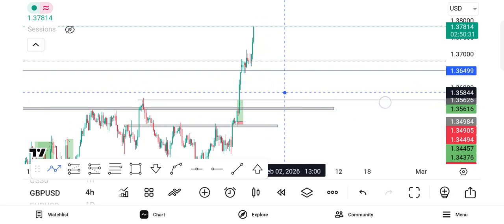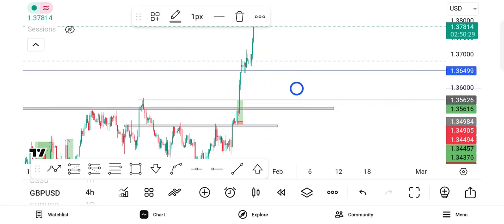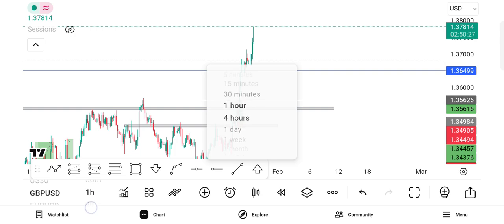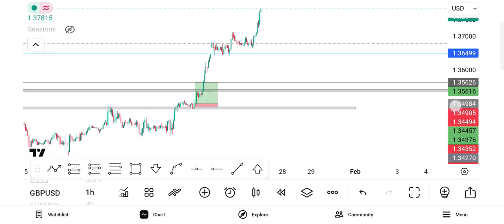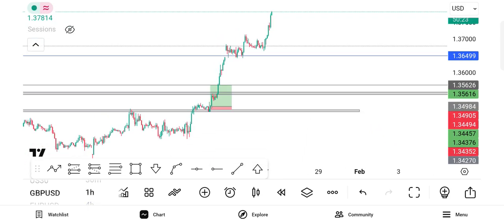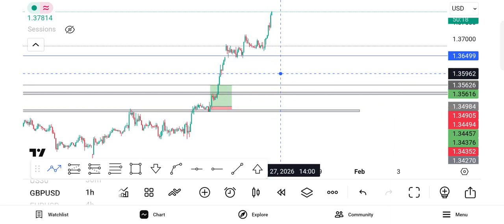But what actually did happen? Okay, this is what happened. Price didn't come back to our support here. It didn't come back to any of them.